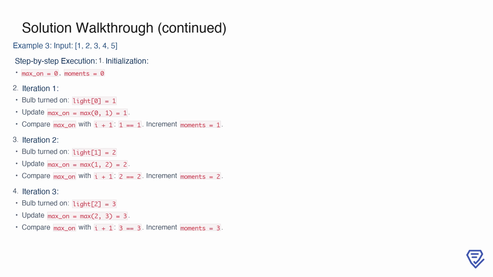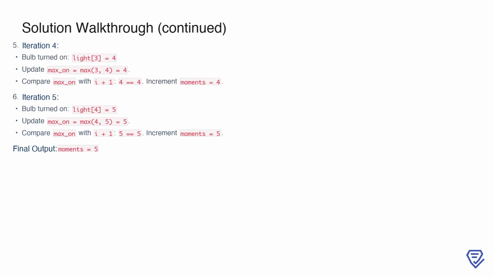In the second iteration, bulb 2 is turned on. Max_on updates to 2, and it equals i+1, which is 2. This means all bulbs up to 2 are blue, so we increment moments to 2. In the third iteration, bulb 3 is turned on. Max_on becomes 3, and it matches i+1, which is 3. All bulbs up to 3 are blue, so moments increases to 3.